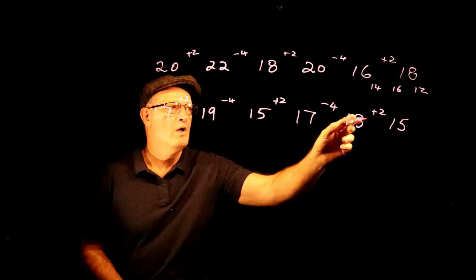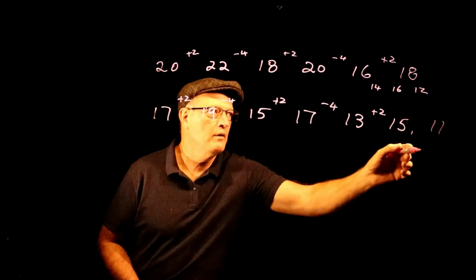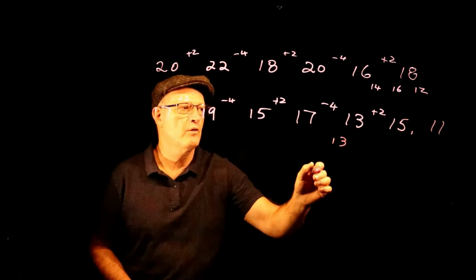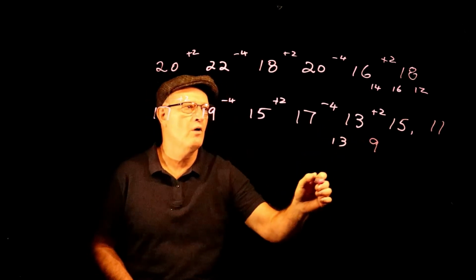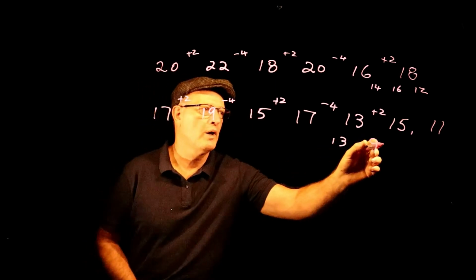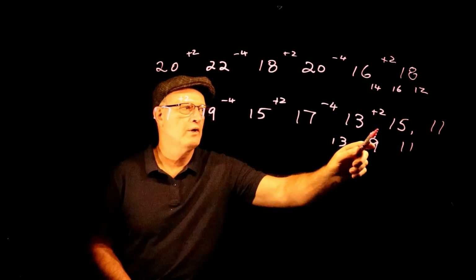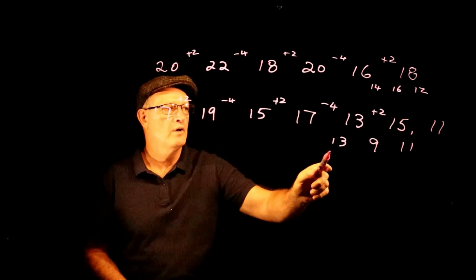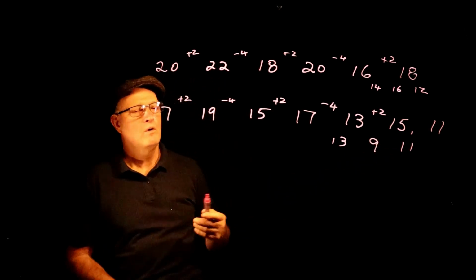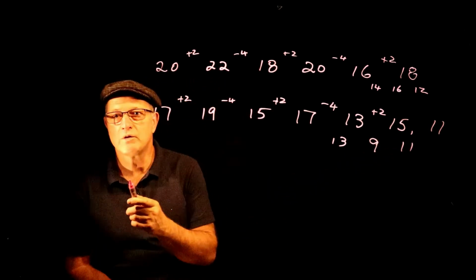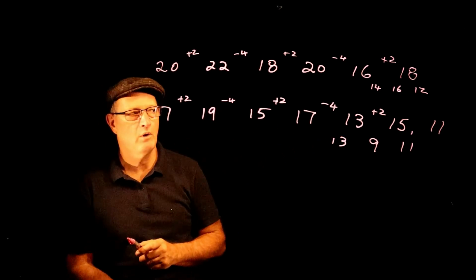Plus 2, take 4. So the next one would be take 4, which would be 11, and then plus 2, you should have got 13, and then you're going to take 4, so you'd get 9, and then you'd plus 2, so you'd be back to 11. So it would go 13, 15, 11, 13, 9, 11, and then you take 4, you'd be back to 7, and eventually that pattern would get to 0 or less.